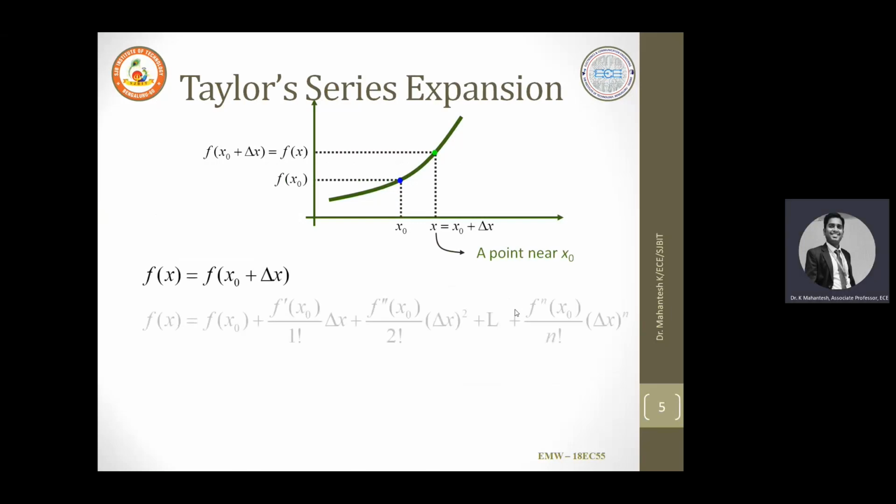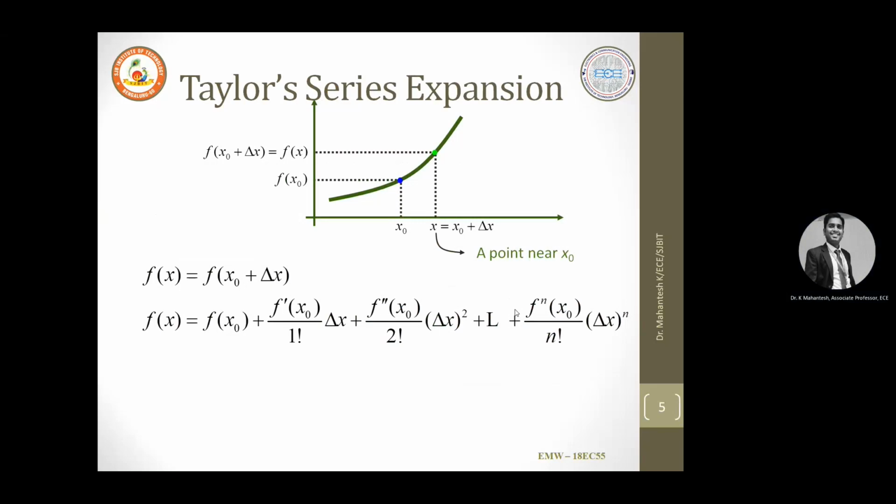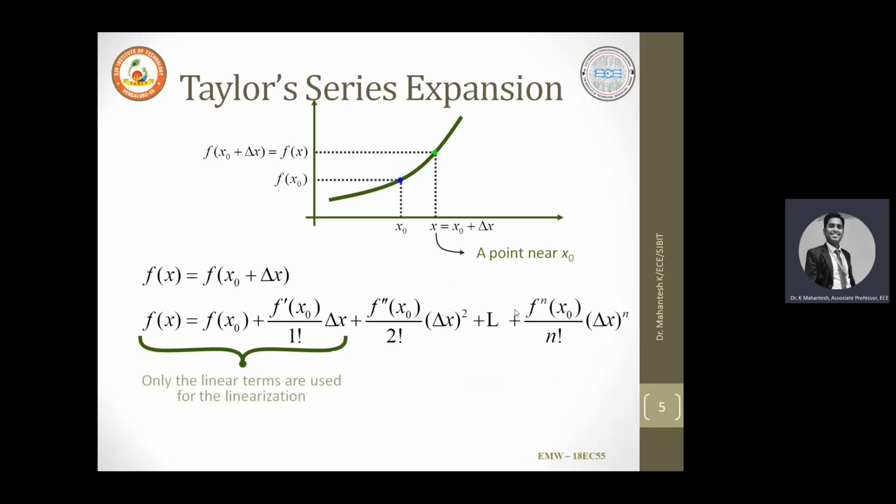It is given by f of x is equal to f of x naught plus f dash x naught by 1 factorial into delta x plus f double dash, that is second order differential x naught divided by 2 factorial delta x square and so on till the nth factorial. So we are going to consider only the first two terms of the Taylor series expansion. Only the linear terms are used for the linearization.